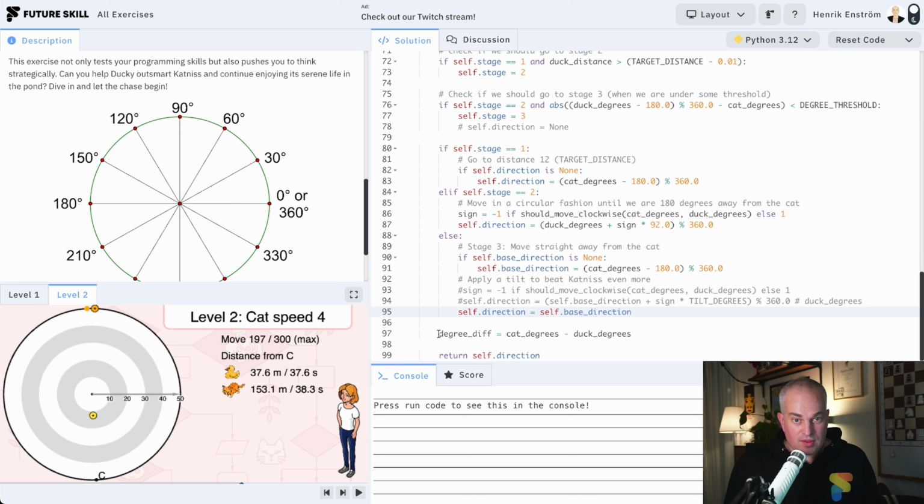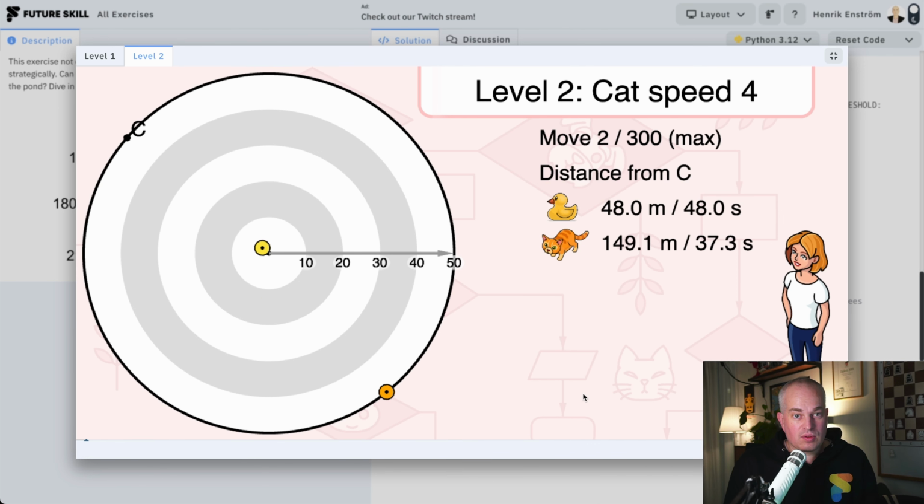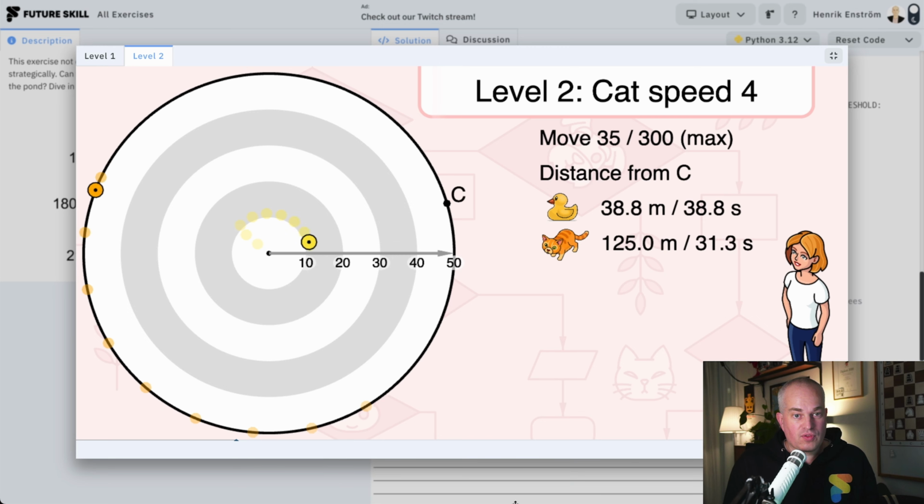This thing here is something old. It's not being used anymore. Okay, now we run the code. So now we're just going to carry out step 3 here without a tilt. And you saw the confetti. We did solve it now.